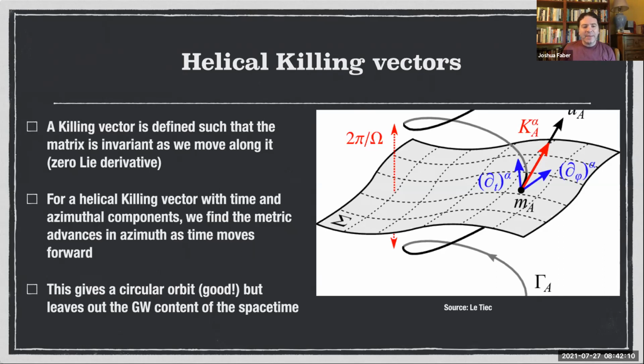It does have the habit of often leaving out a lot of the gravitational wave content of the space-time. This is sometimes less good. It's not that the gravitational wave content is impossible to include, but that it's something that we typically don't focus on because it is a much harder problem in that sense. This is the standard underlying assumption in order to begin with a circular orbit.